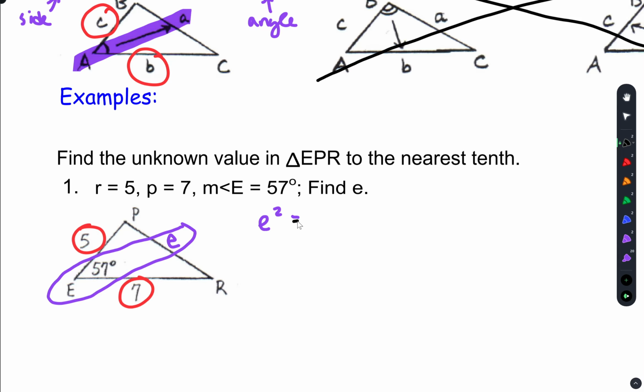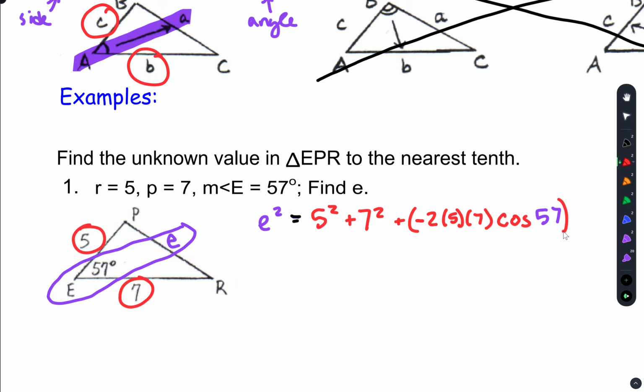It equals, now it doesn't matter which one I pick to be b and c. I'm just going to do 5 squared plus 7 squared plus, I need to remember that negative 2 times 5 times 7 times cosine. And now the thing that matches up with that E is 57. It's a long formula, right?